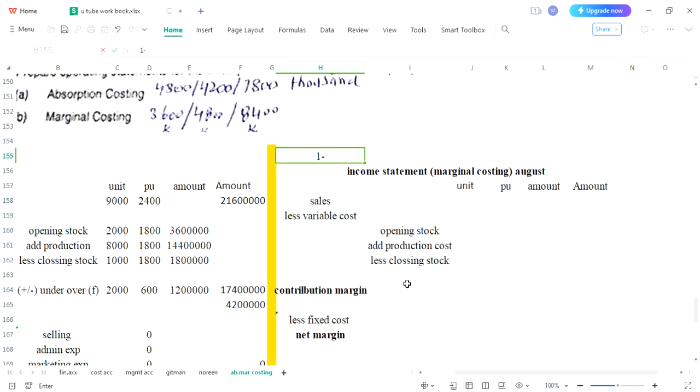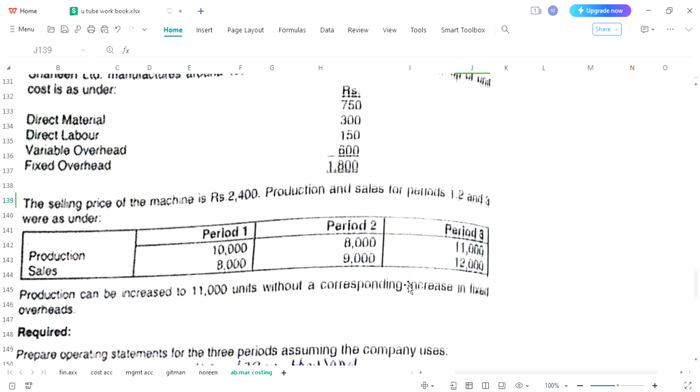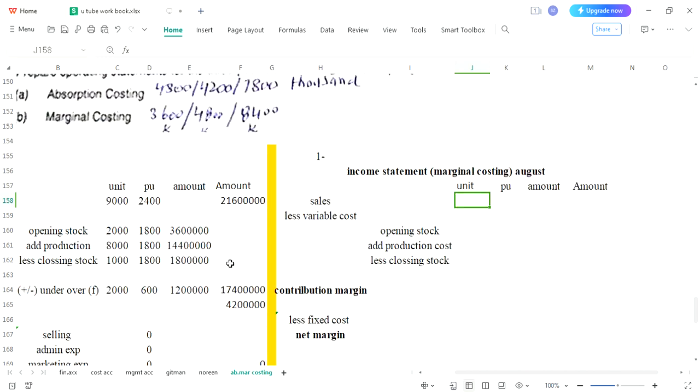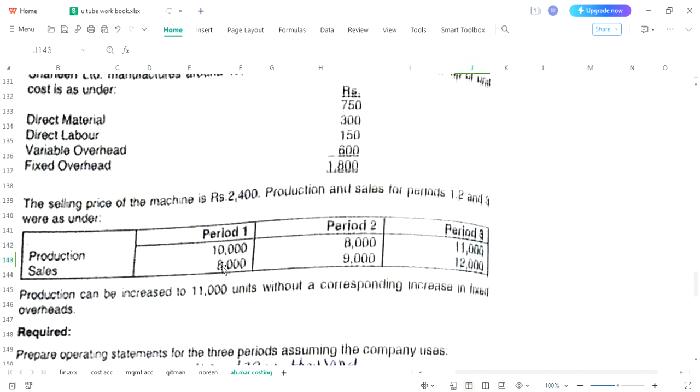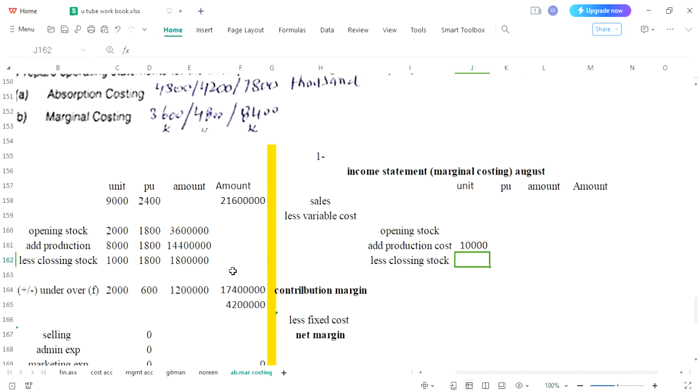So for the first period we will start our working, and now let's go and we will again be focusing upon this period. Production unit 10,000. So here you will put 10,000 number of units, and then you can see sold unit is 8,000. So here you will come and write 8,000.